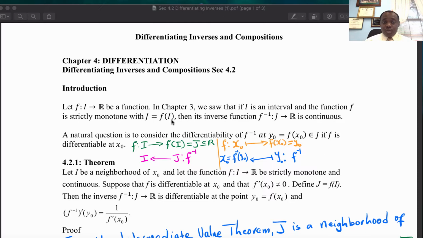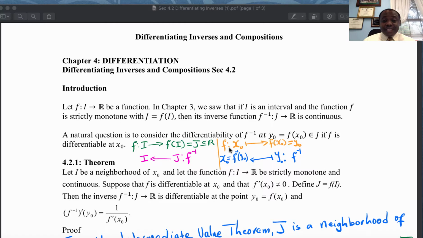These two have to work together. So f goes from I to f of I, which is J, and that's a subset of R, and f inverse goes from J back to I. Now, if I use elements, what's going on is this. f maps x0 to f of x0, and we call that f of x0 y0. f inverse starts off at y0 and maps it back to x0, which is f inverse of y0. So that's what we're looking at here.